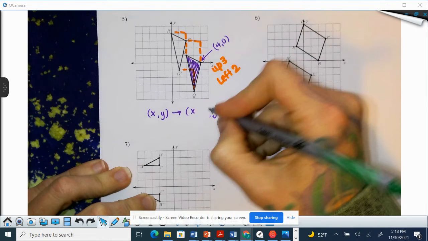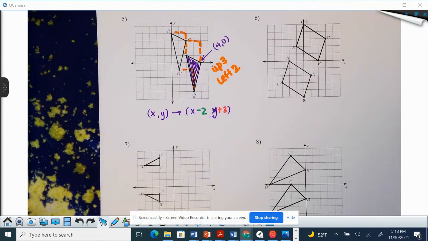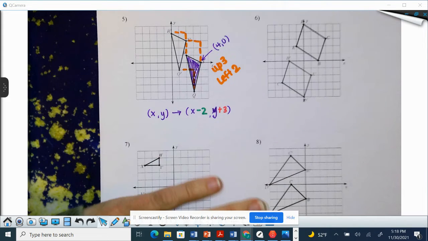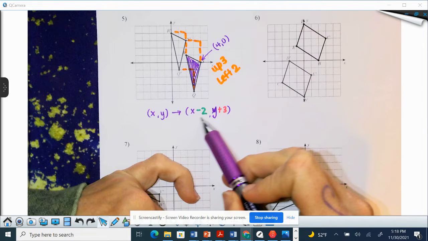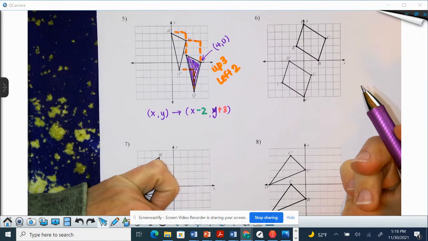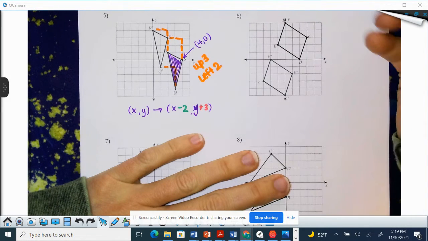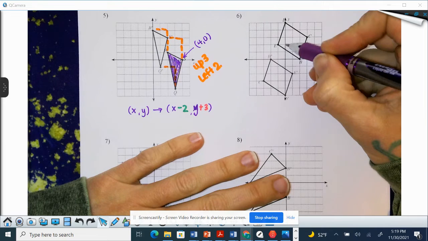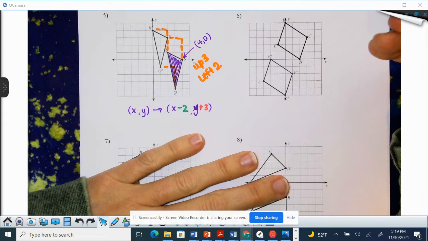So X minus 2. But the (X, Y) in parentheses, arrow, (X plus or minus, Y plus or minus), close parentheses, could be a form that you could always write in the event you think it is a translation, because those are non-negotiables. The only part that you change is the 2 and the 3 in this example. They could be any numbers depending on which direction the shape moved. So looking at number 6, E is up 4 and to the left 2, and B is definitely not up 4 and left 2. So translation is off the table.